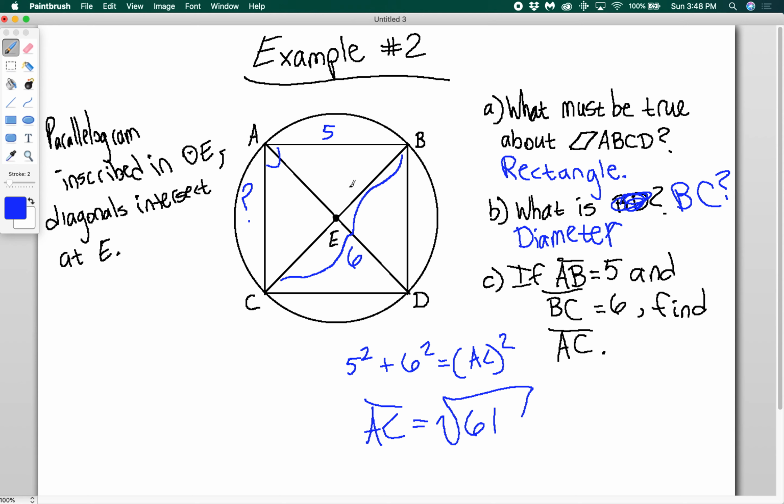One other thing that could come up is if you're doing a figure inside a circle like this, and you find out that AB is parallel to CD and AC is parallel to BD, that tells you it must be a rectangle, right? Because if it's inscribed in a circle and it's a parallelogram, then it must be a rectangle.